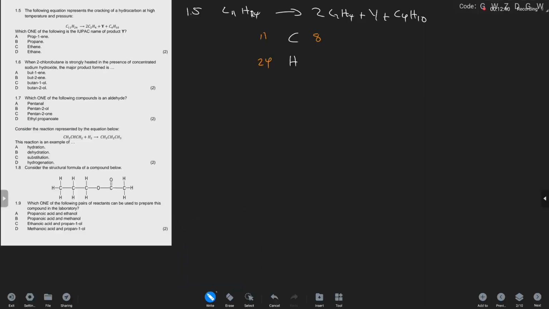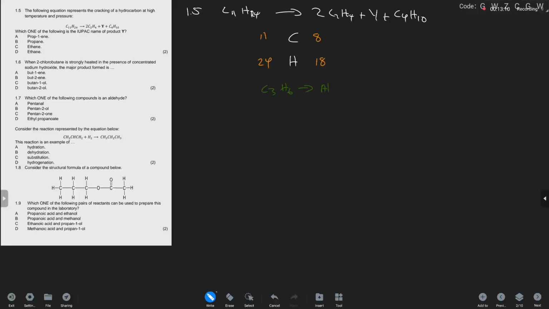Then we also have, on the right side of the equation, 18, which is 2 times 4, that's 8, plus 10, that's 18. So now, how many carbon atoms are left to balance out the ones that we have on the left hand side? We have 3, and then how many hydrogen atoms? We have 6. So the chemical formula of our compound is C3H6.